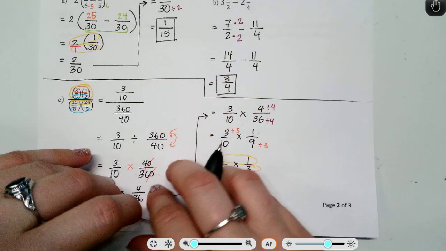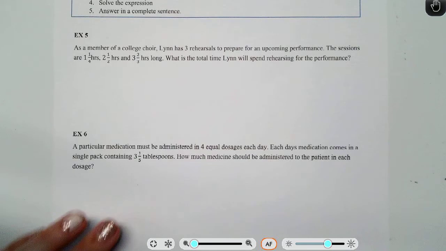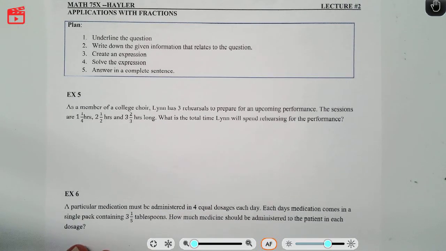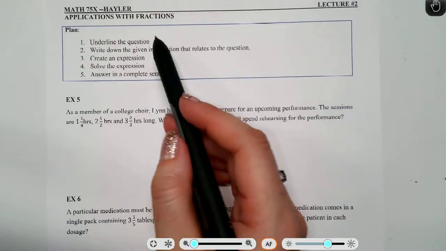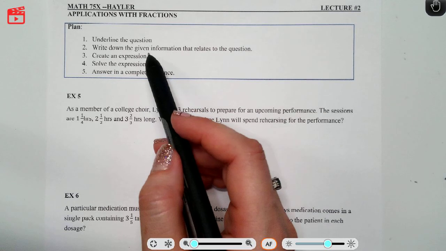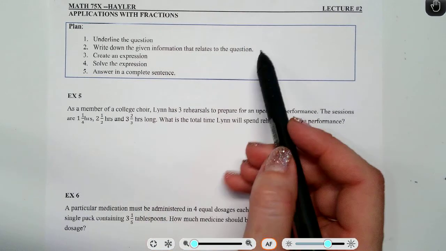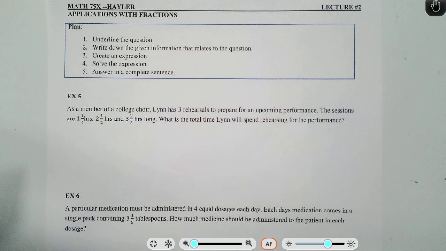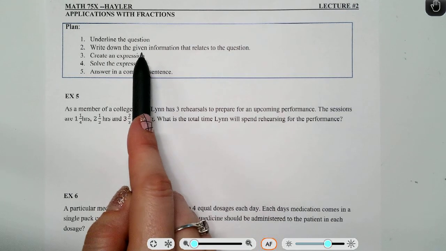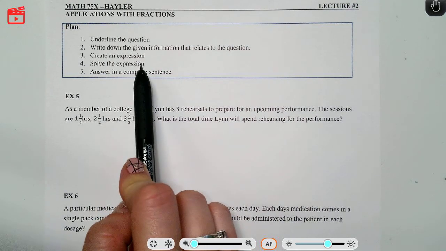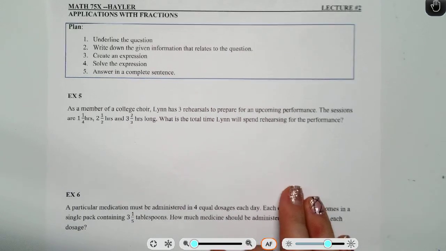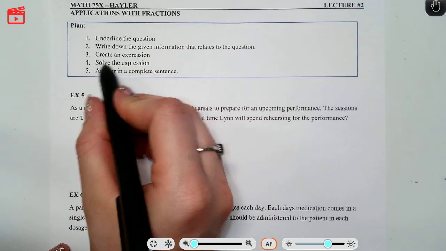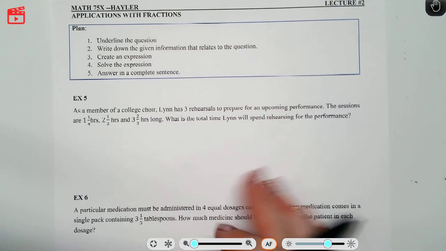All right, that was page 2. Let's go ahead and look at page 3. Ooh, applications with fractions. All right, so what's our plan? Underline the question. Okay, first things first, underline the question. Then we're going to write down the given information that relates to our question. Then we need to create an expression, solve the expression, and answer in a complete sentence. All right. That should actually probably be simplify the expression. Sorry.